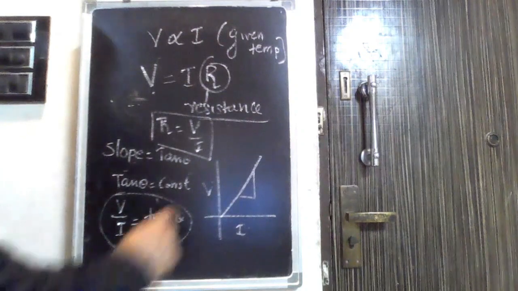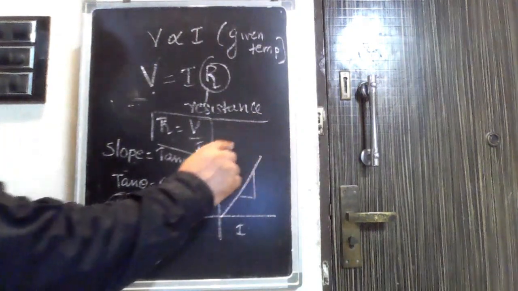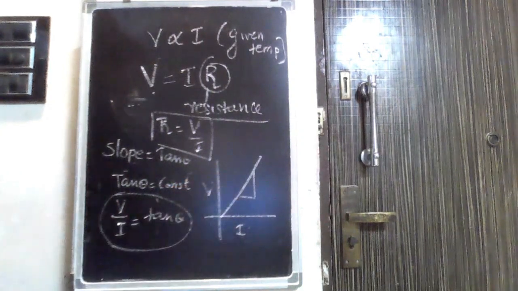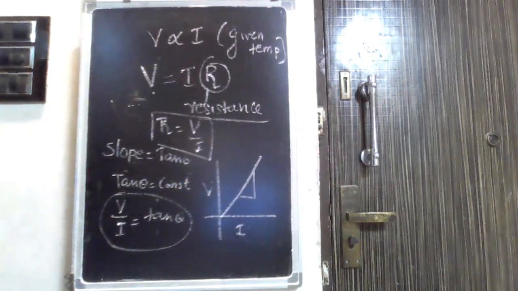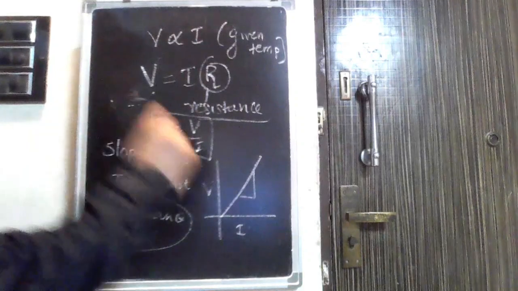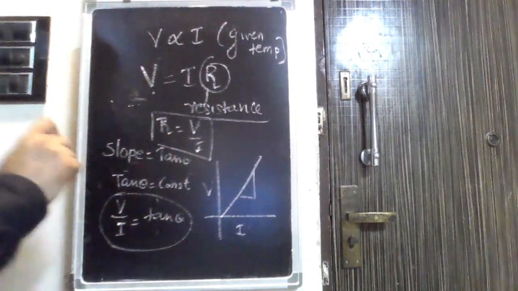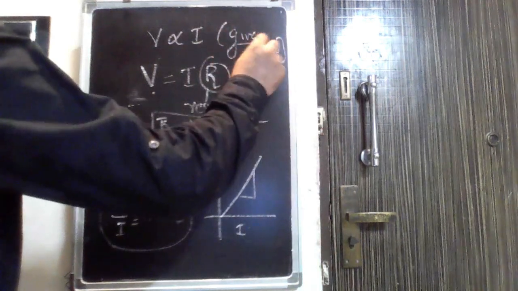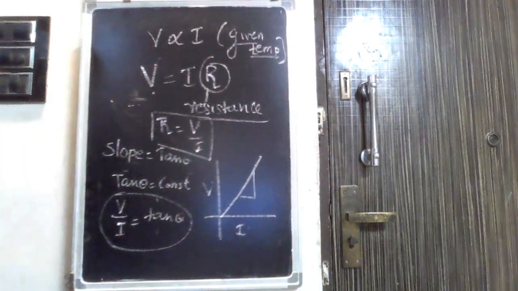So according to him, if you plot V by I, it's a straight line, and the slope gives you V by I, once again R. So the slope of the V by I graph always gives you resistance, which is R, and which is always a constant value according to Ohm's law. But the problem is, it's only at a given temperature. He gave a very small but important piece of information: it's at a given temperature.